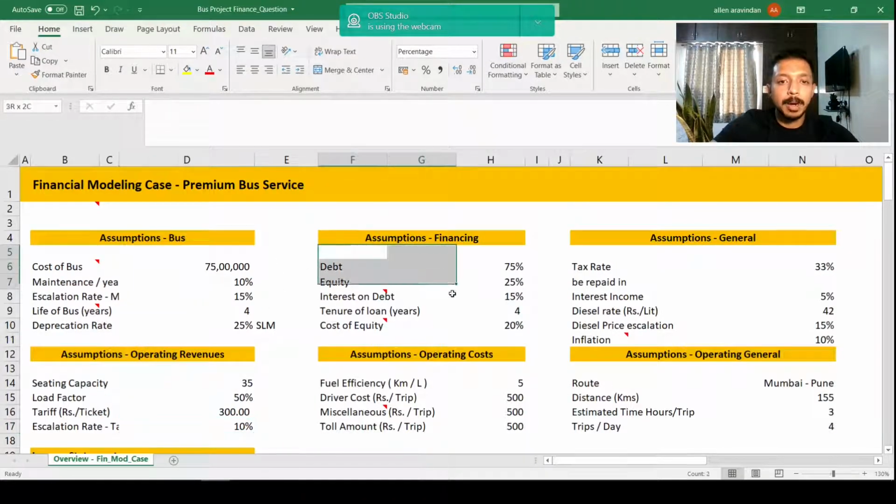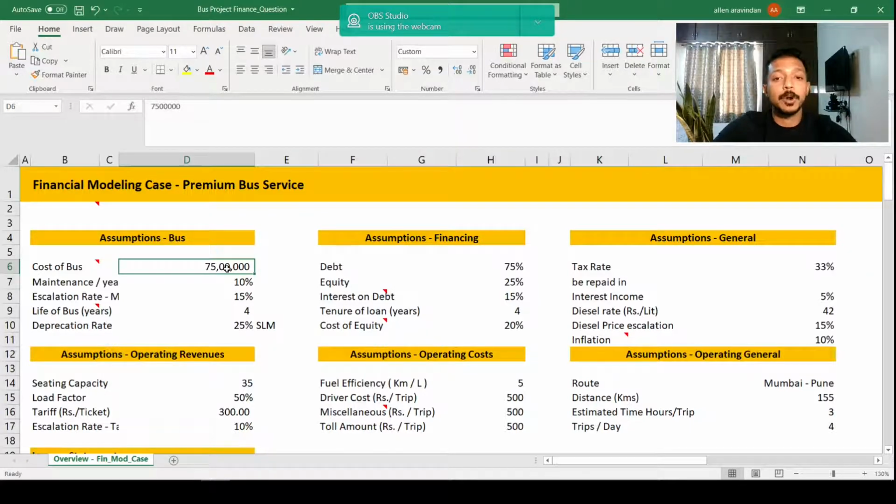Coming to the second part of the assumptions, this is my financing assumptions. I am planning to take about 75% debt for financing the bus. Remember, the financing for this model is for the asset that we're purchasing. We are not talking about working capital financing. We're not talking about operational financing. We're talking about capital expenditure.